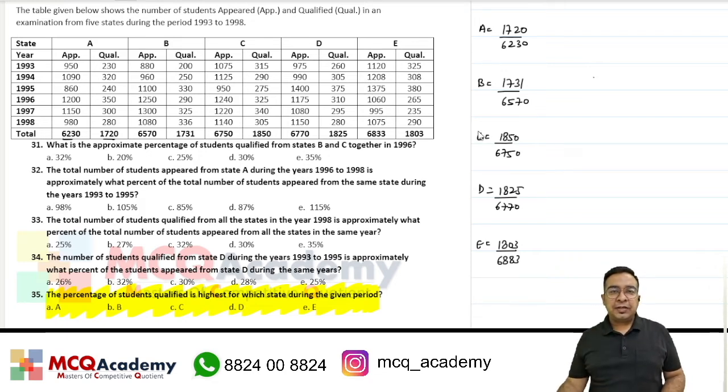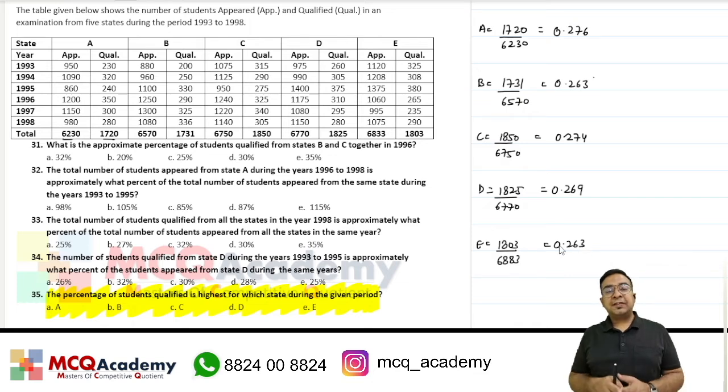कितनी कितनी वैल्यूज हैं इनकी इंडिविजुअली देखिए. This is equal to 0.276. This is equal to 0.263. This is equal to 0.274. This is equal to 0.269. And this is equal to 0.263.